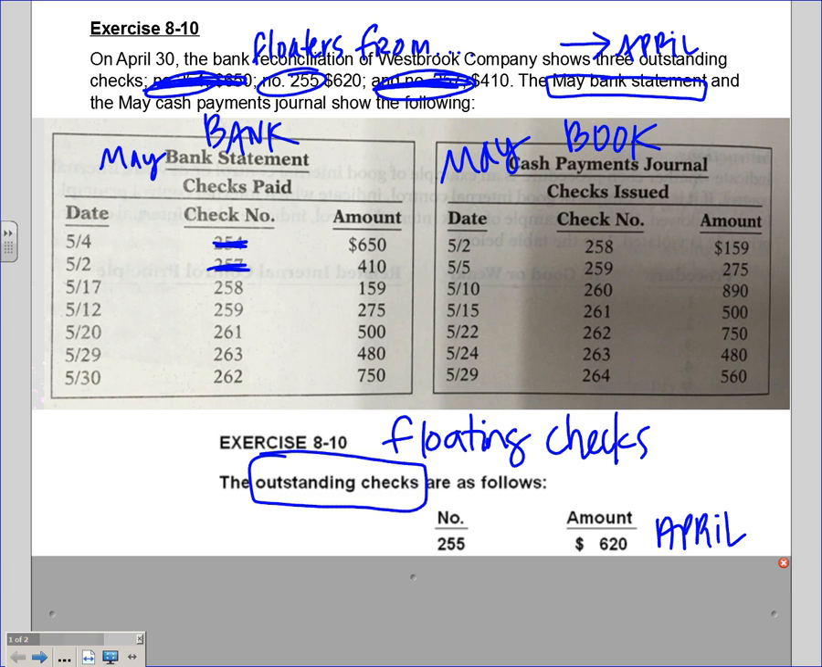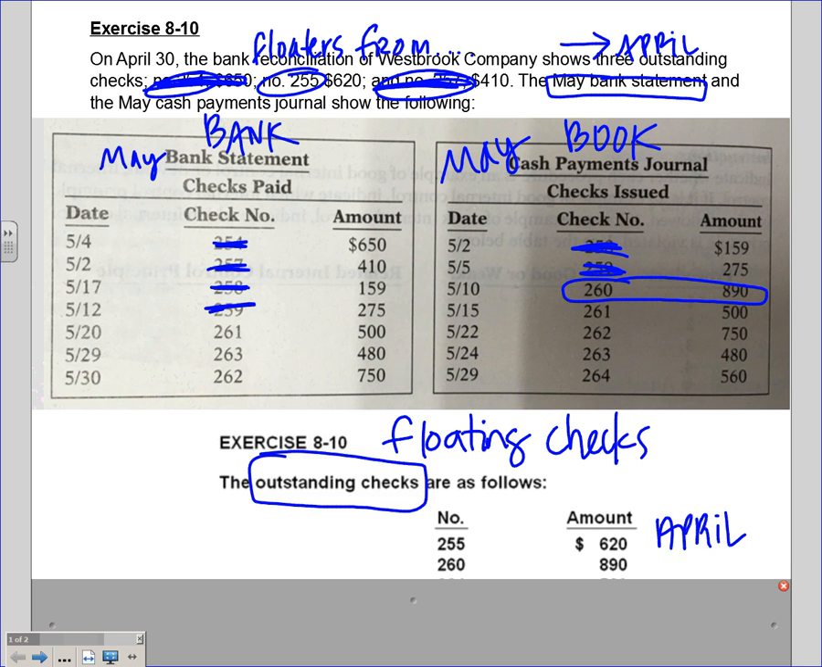Okay, now we can go into cross-referencing book versus bank in May. Let's start at the top of our books. We wrote check number 258. Has it cleared? Yep, so you can cross that off. We wrote check 259 on May 5th. Has that cleared? Yes. Okay. We wrote check 260. Has that cleared? Okay, let's circle those 2 and add it to our list down here.